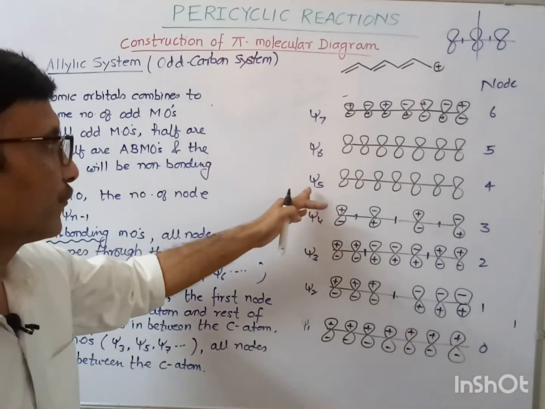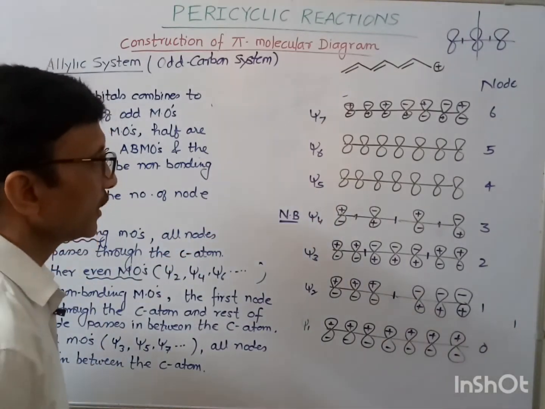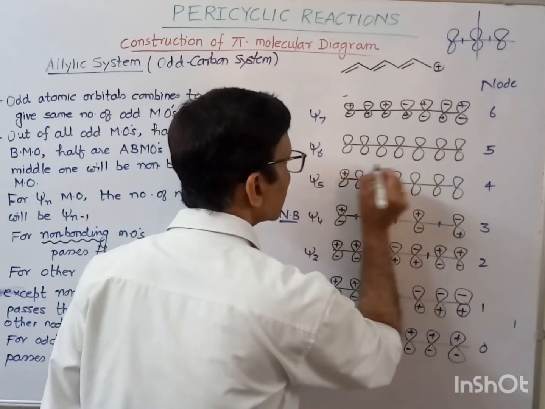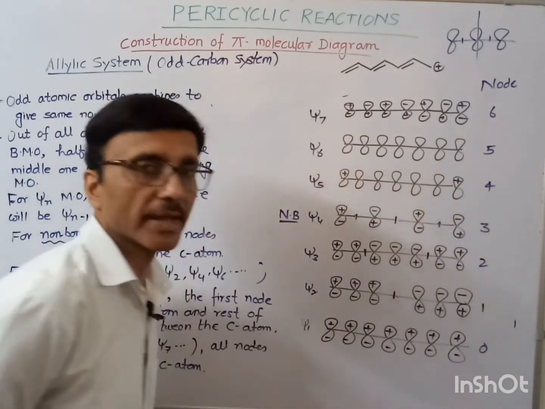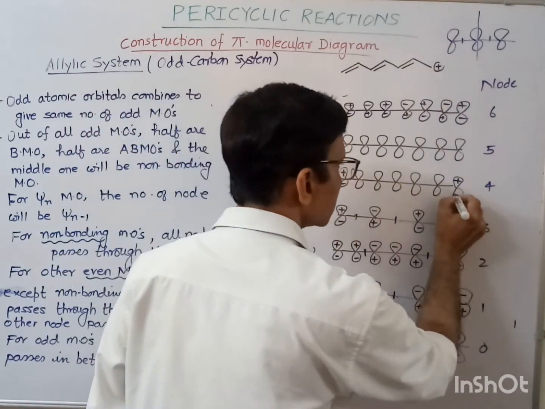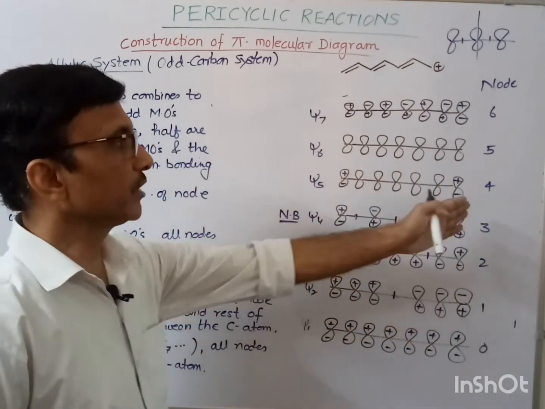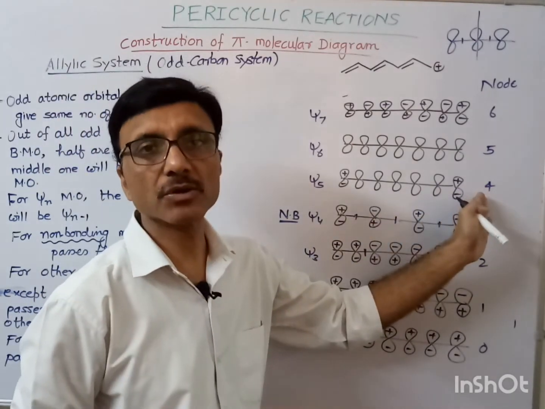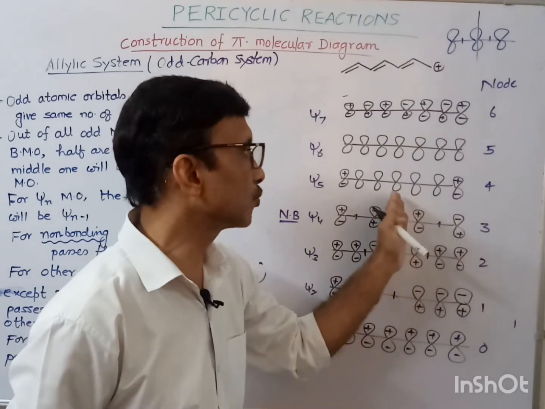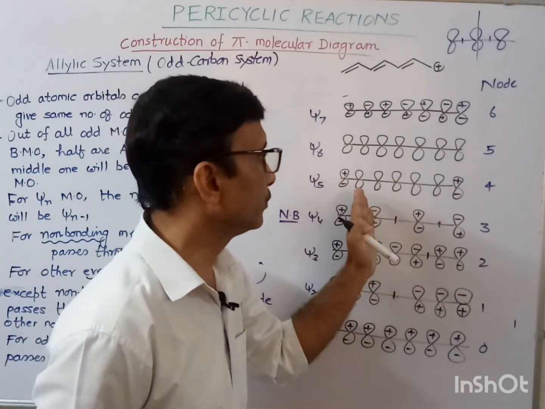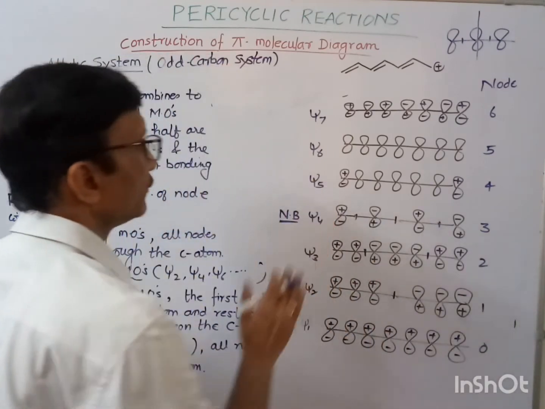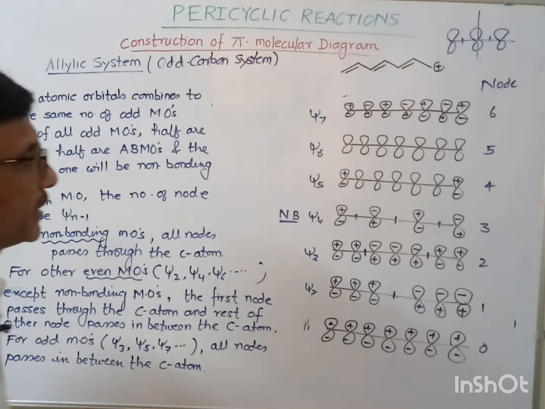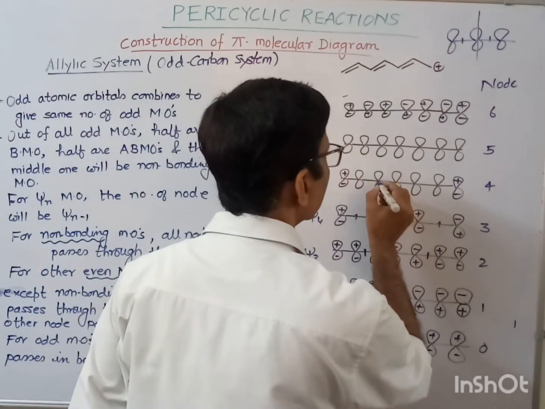Now if you see psi 5, this is an odd molecular orbital, so the end orbitals should have the same plus sign. Number of nodes is 4. So where should we put the nodes? No doubt, if the number of nodes is even, then we can't put a node in the middle. So the nodes should be in between. So for odd, all nodes pass in between the carbon atoms. So where should we put the nodes here?